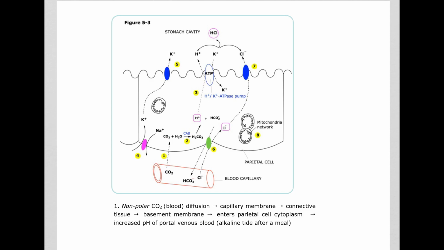Since we are removing carbon dioxide from our bloodstream, the pH of the portal venous blood will slightly increase, and this is called the alkaline tide. So after a meal, the pH in your bloodstream, in your portal venous blood, increases, making it slightly alkaline, and that is called the alkaline tide.